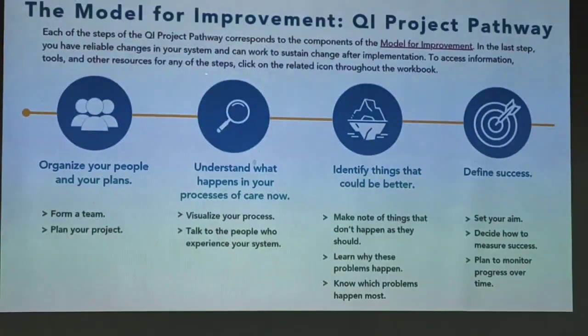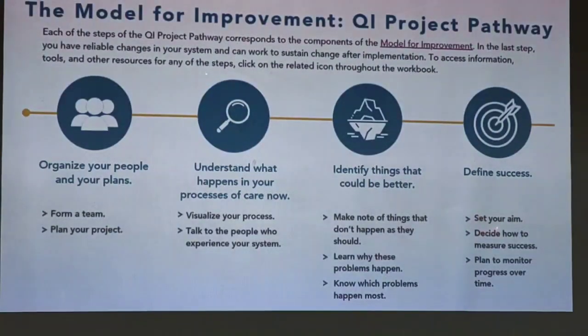So the project pathway starts from organizing your people and your plans, and then understanding what happens in this process of care now. So we need to visualize our process, talk to the people who have experience with it, identify what could be better, make note of things that don't happen like they should, learn why these problems happen, know which problems happen most. These are probably the ones you want to really work on attacking.